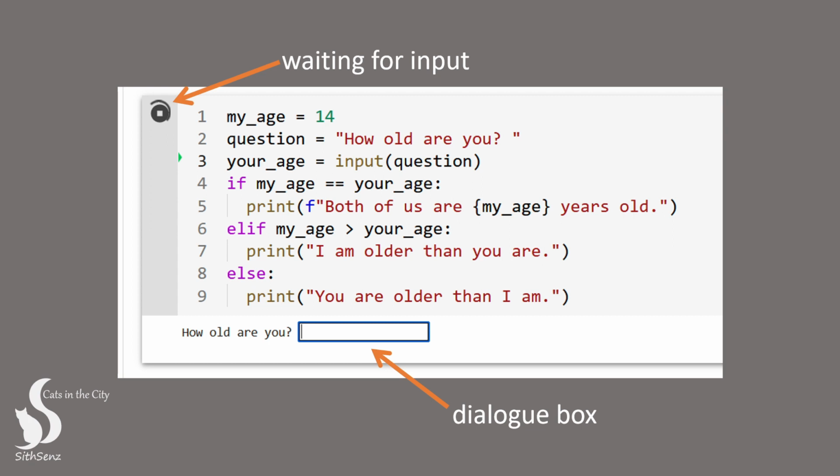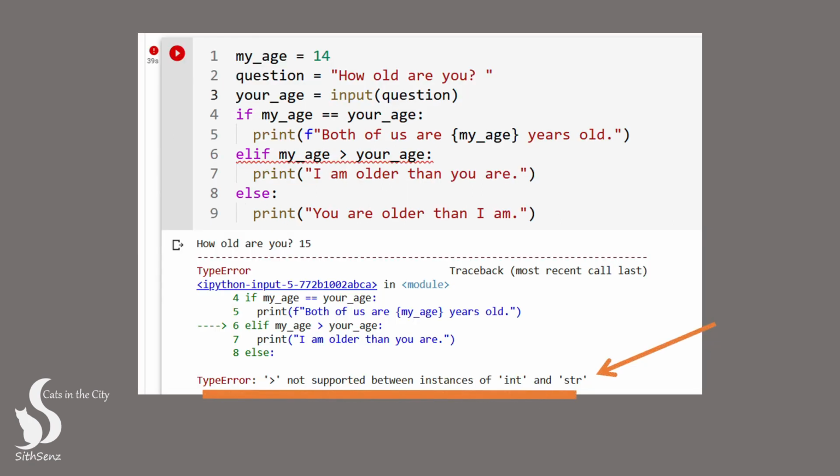This is a very simple code, it looks fine, but there's a mistake in the code. If you run the code, you will get a type error that says the comparison operator, is greater than, is not supported between instances of integer and string. Basically, the error is telling you that you cannot use the comparison operator, is greater than, to compare an integer to a string. The reason for this error is that the input function always returns user input as a string, regardless of whether the user enters an integer or another type of value. Therefore, even if the user enters an integer, it will still be returned as a string type.